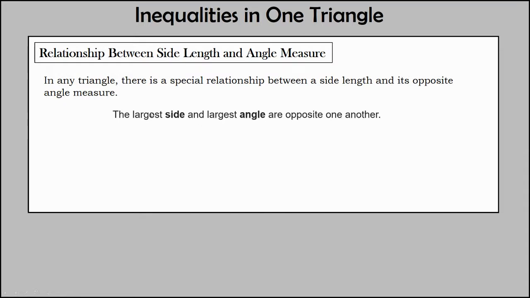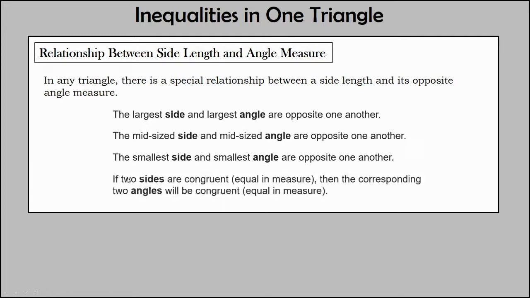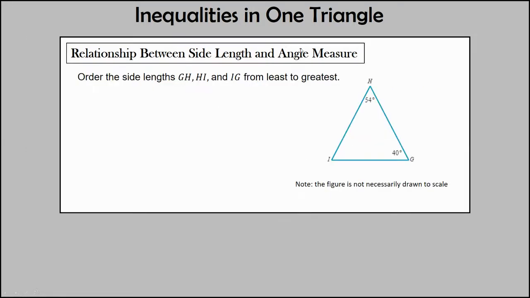The largest angle opens up towards the largest side. All right, the middle-sized angle and the middle-sized side, they're opposite one another. And that leaves the smallest side and the smallest angle to be opposite one another. It doesn't matter what the drawing looks like. We go by the angle measures here. Okay. We also know that if two sides are congruent, then the corresponding angles opposite them are congruent, right? The side lengths and the angle opposites are tied together. All right. So here's how we use that information.